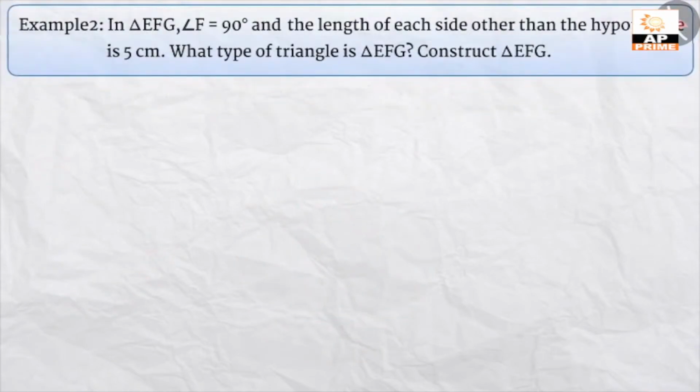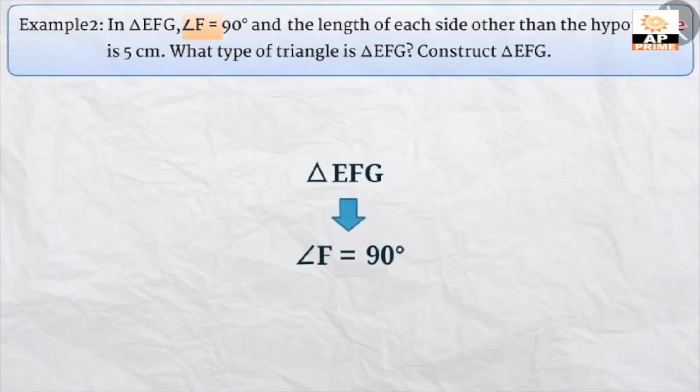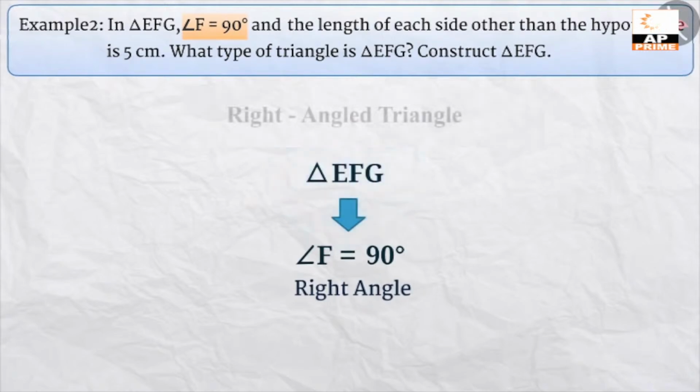Example 2. In triangle EFG, angle F is equal to 90 degree and the length of each side other than the hypotenuse is 5 cm. What type of triangle is triangle EFG? Construct triangle EFG. In triangle EFG, the measure of angle F is 90 degree. That is, angle F is a right angle. Since in triangle EFG one angle is a right angle, therefore on the basis of angles, we can say that triangle EFG is a right angle triangle.